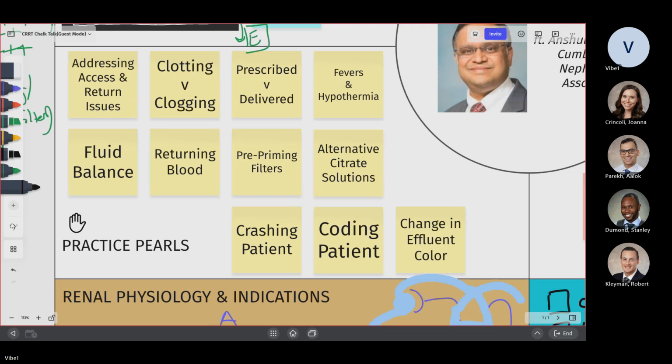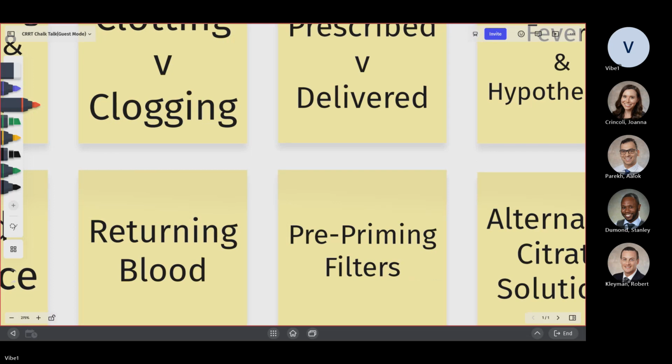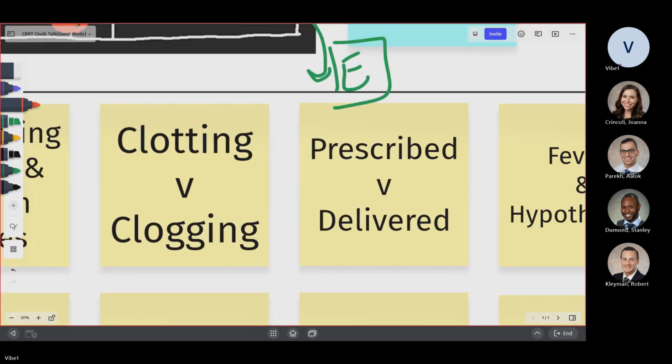So that can also trigger an alarm. One of the things you can look at when you're getting an alarm is the transmembrane pressure. The machine will tell you what the transmembrane pressure is. It's basically the pressure difference between the arterial side of the filter and the venous side of the filter. If there is more and more clotting, the transmembrane pressure is going to rise. Once it goes around 350, it will start alarming, and once it's around 450, that means your filter has clotted.